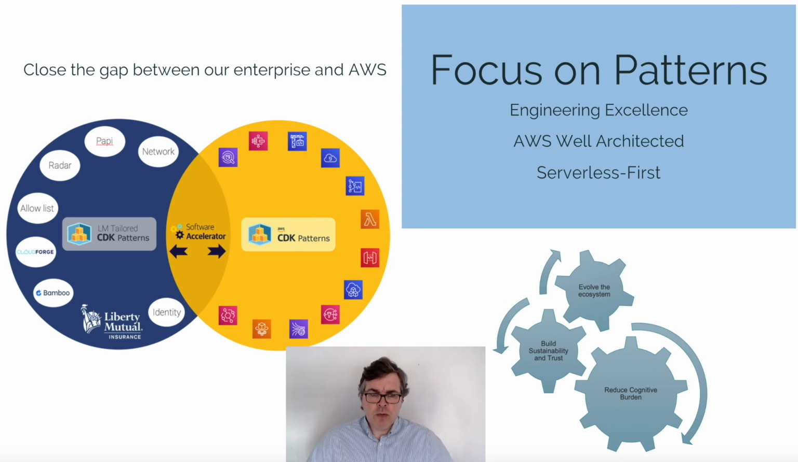And one of our goals for the Software Accelerator was to shrink the gap between what is possible in AWS and what we could do within our enterprise. So we worked really hard to remove impediments to adoption internally, and we worked very closely with AWS to ensure that any new features and capabilities that were released were aligned with our enterprise standards so that we could embrace them and get them into the hands of our developers really rapidly.